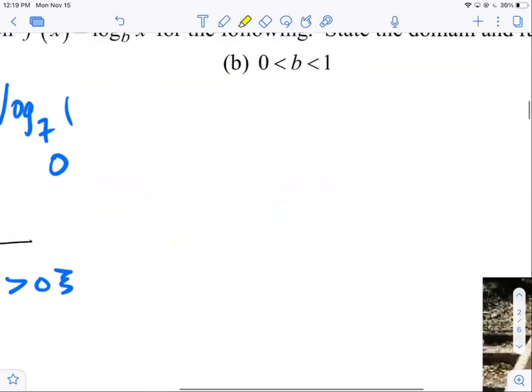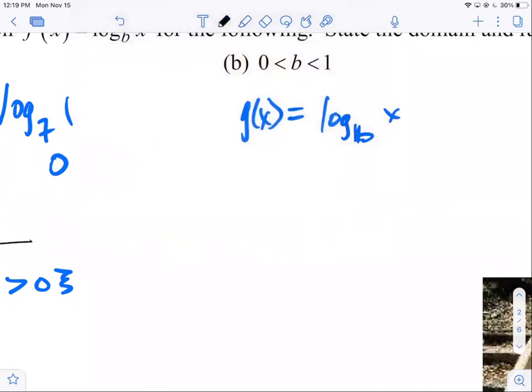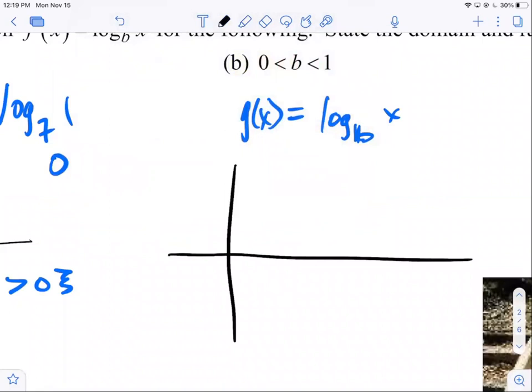All right. Now, what if the base is between 0 and 1? Let's call this one g of x. This would be log base b of x, like log base 1/2 of x, or log base 0.2. It's going to be similar in that it has a y-axis and an x-axis. It's still going to have a vertical asymptote on the y-axis, and guess what? It's still going to pass through the point (1, 0).